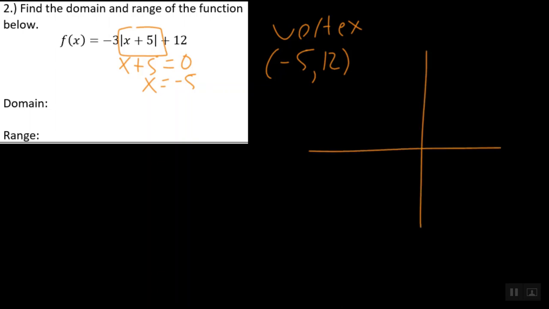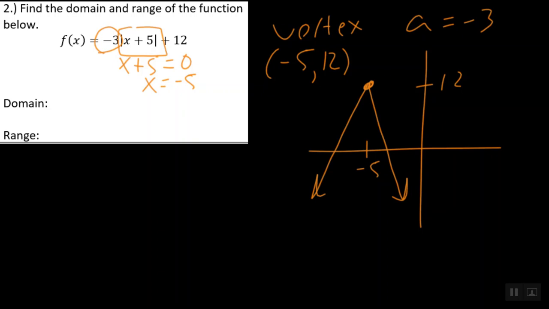Okay, for example number 2, we want to find the domain and range of the function below. Well, notice here that this is an absolute value function. Okay, I notice that inside my grouping I have x plus 5. I can set that equal to 0, and x will equal negative 5. So this tells me that my vertex is at negative 5, comma 12. So I can even graph this very quickly. Go to the left 5, I can go up 12, and I know that since my a value, a equals negative 3, this graph reflects down.